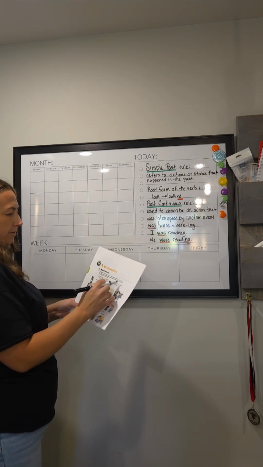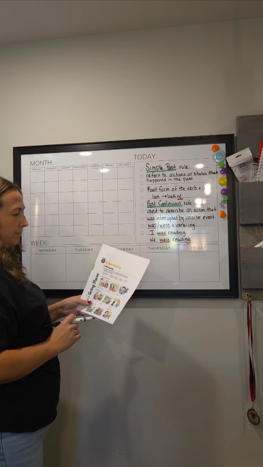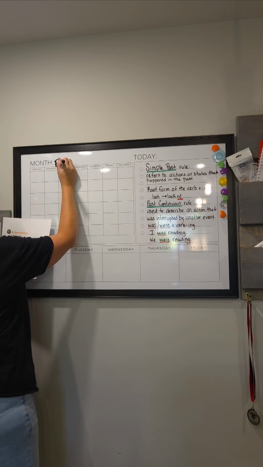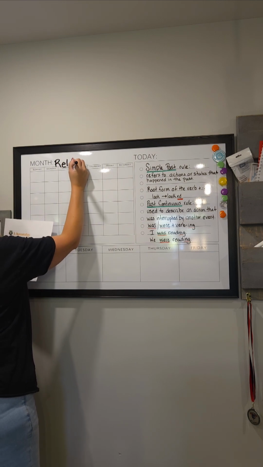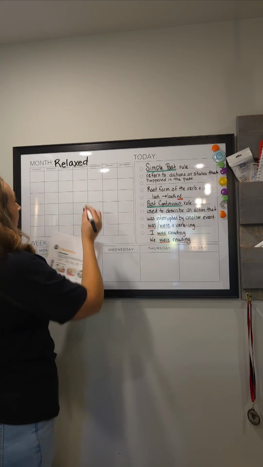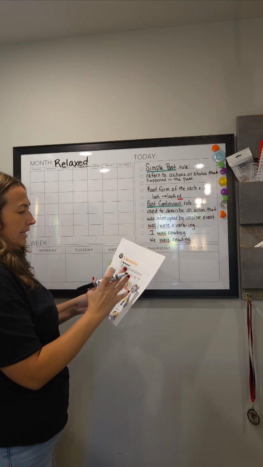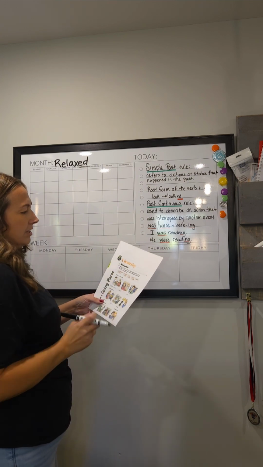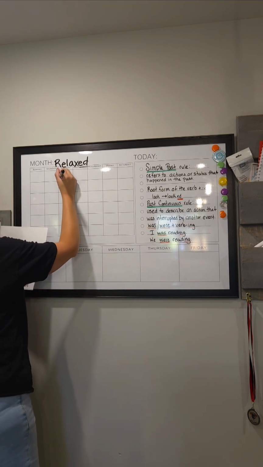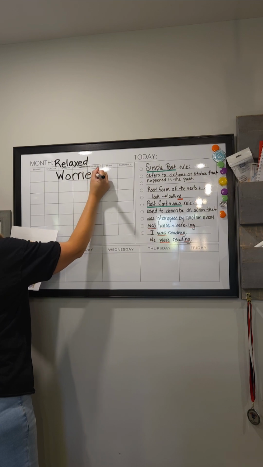I want you to take a look at this word bank. So she's relaxed. Perfect. So you have that ED, correct? What does he look like? Worried. He's worried. Excellent. You guys are doing great today.